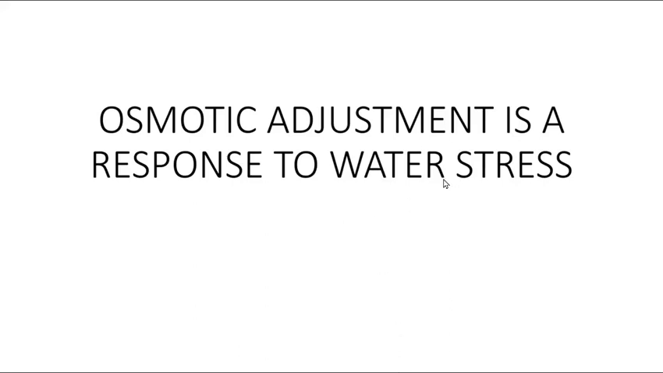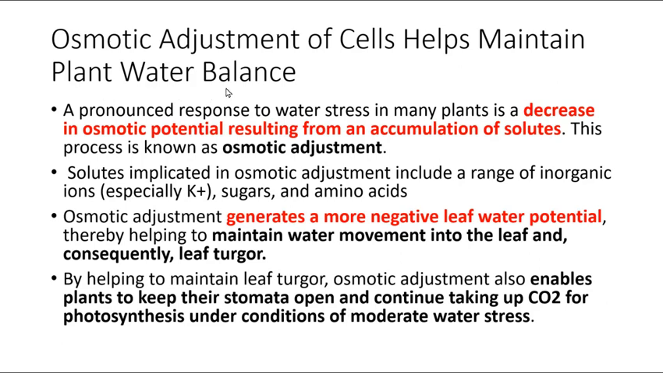In response to water stress, the plant shows osmotic adjustment. Now, this osmotic adjustment is very beneficial for the plant to maintain the water balance. In osmotic adjustment, the plant shows a decrease in osmotic potential, which is caused due to the accumulation of solutes. So, in response to water stress, the plant shows accumulation of some kind of solutes, which decreases the osmotic potential of the plant. So, when there are more solutes, the osmotic potential will be reduced.